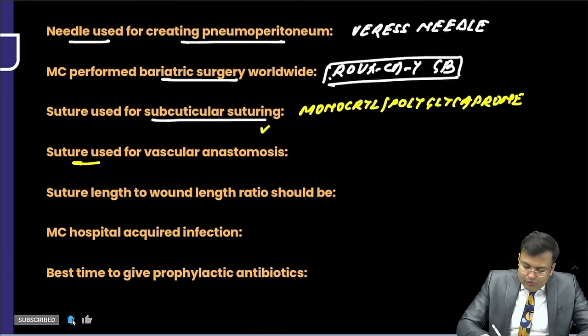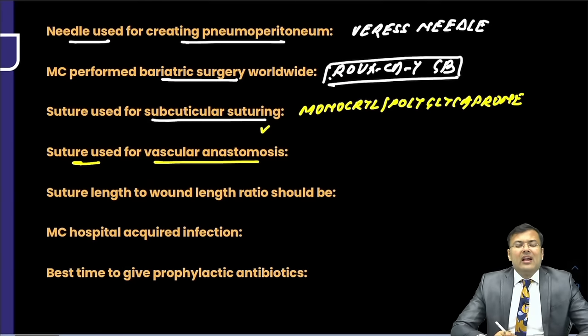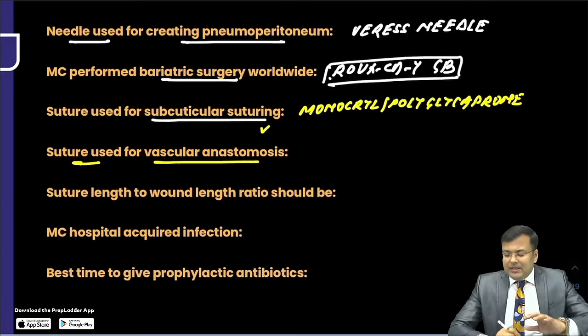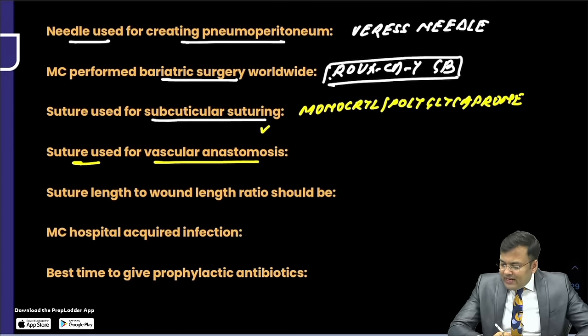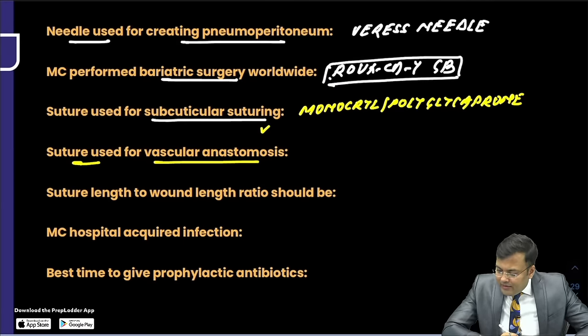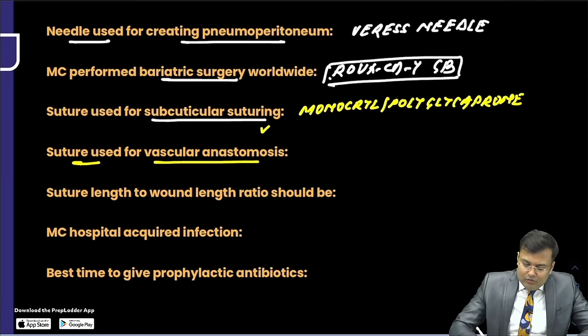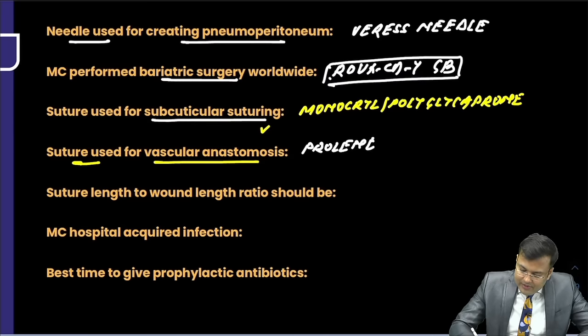What is the suture used for vascular anastomosis? Another question which was asked in NEET PG many times. Vascular anastomosis, Prolene, Muhammad Suleiman. Very good, Muhammad Suleiman. It is Prolene.